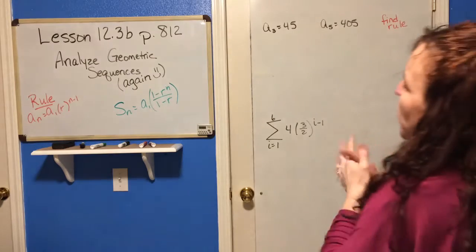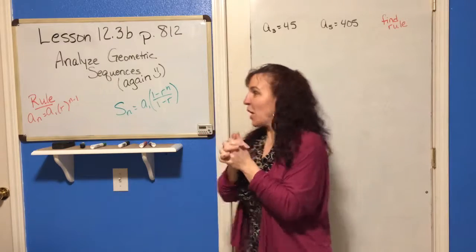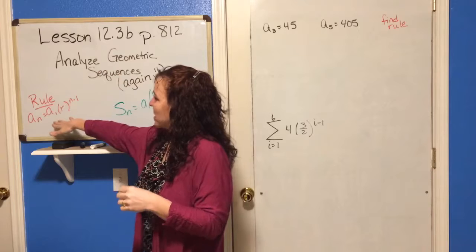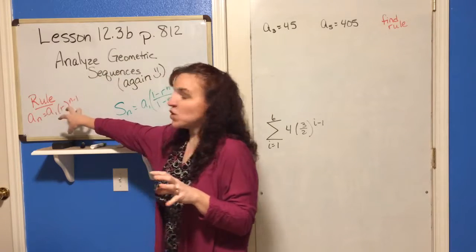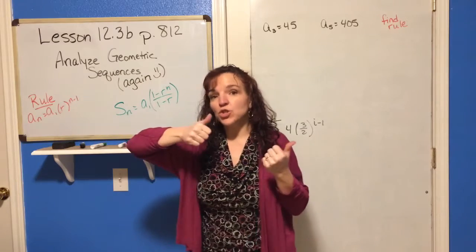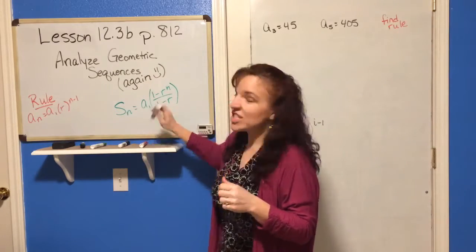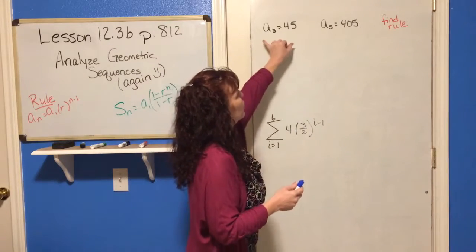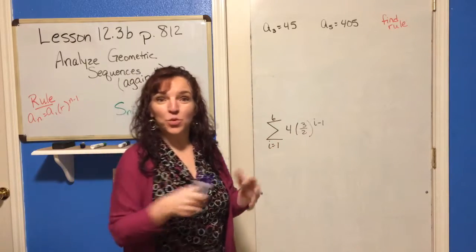Second half of 12.3, we're doing more analyzing of geometric sequences. If you'll remember, the rule for a geometric sequence is the first term times the common ratio raised to the n minus 1 power. We're going to need to know that, because the first thing I want you to do is I'm going to give you two terms within the sequence, and I want you to find the rule. What is the rule for this sequence?